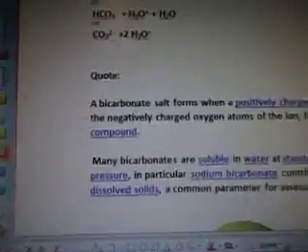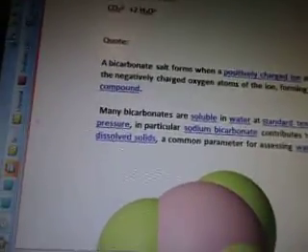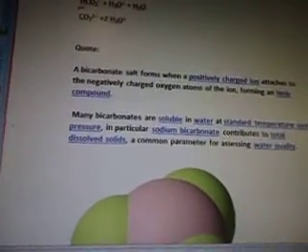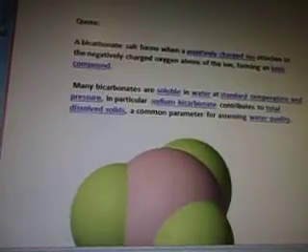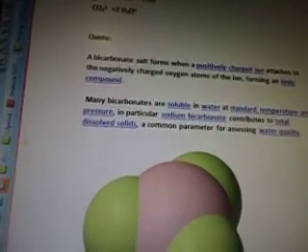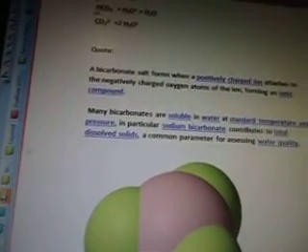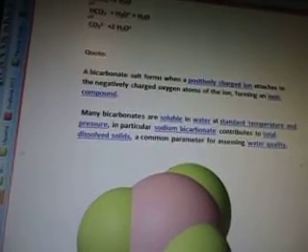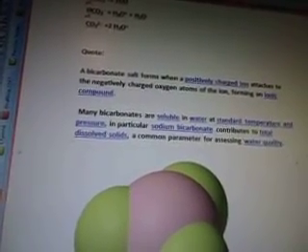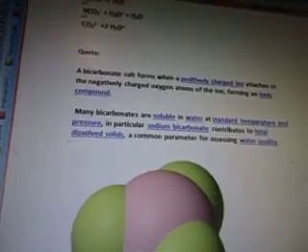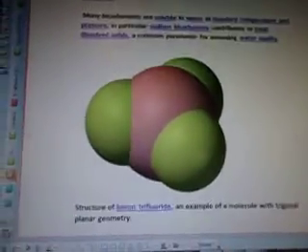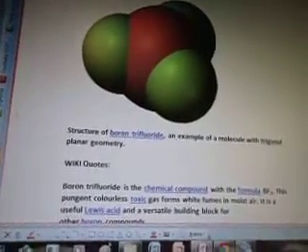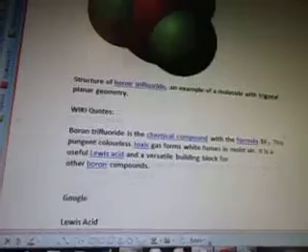calculations there. Quote, a bicarbonate salt forms when a positively charged ion attaches to the negatively charged oxygen atoms of the ion, forming an ionic compound. Many bicarbonates are soluble in water at standard temperature and pressure. In particular, sodium bicarbonate contributes to total dissolved solids, a common parameter for assessing water quality. There's a graph there. Structure of boron trifluoride, an example of a molecule with trigonal planar geometry.